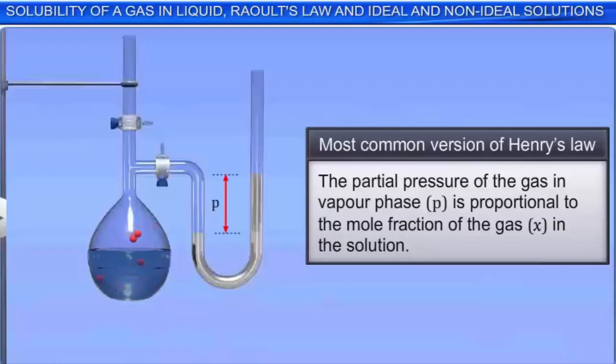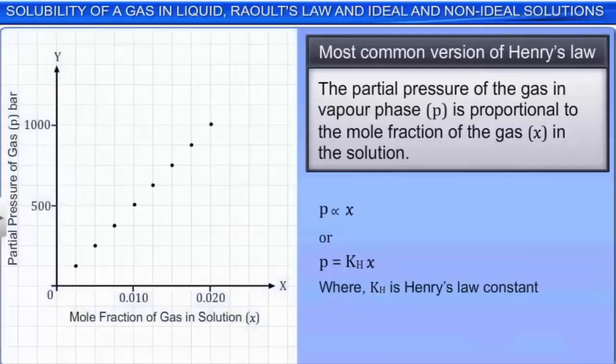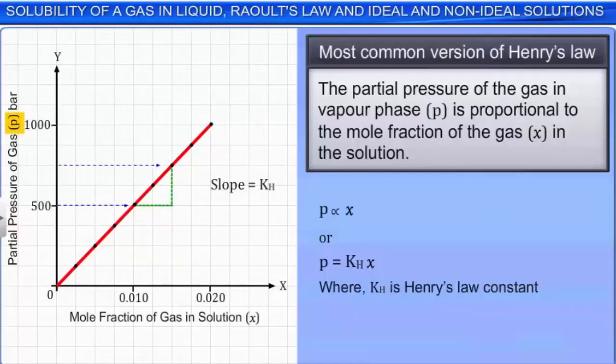Mathematically, it can be represented as P is proportional to X, or P is equal to KHX, where KH is the Henry's law constant. Further, if you plot a graph between P, the partial pressure of a gas in vapor phase, and X, the mole fraction of the gas in a solution, then you will get a straight line passing through the origin with its slope equal to KH. The graph also shows that as P increases, X, the mole fraction of the gas in a solution, also increases.